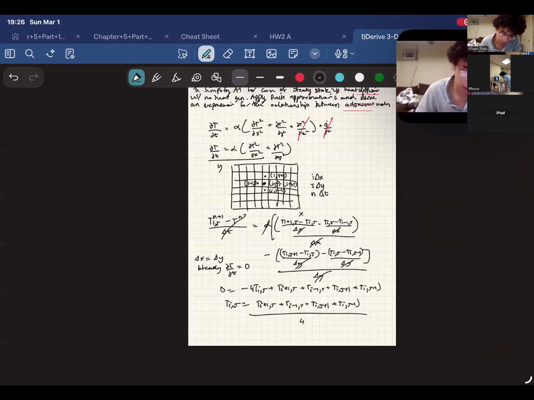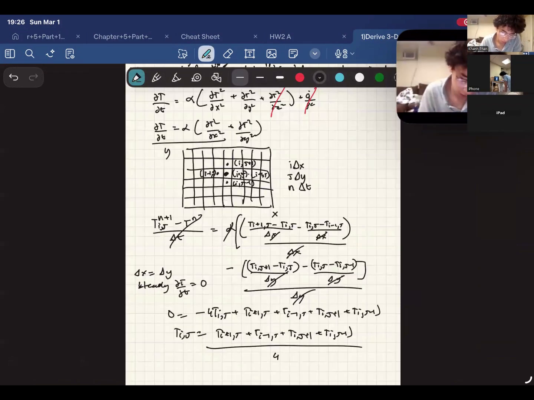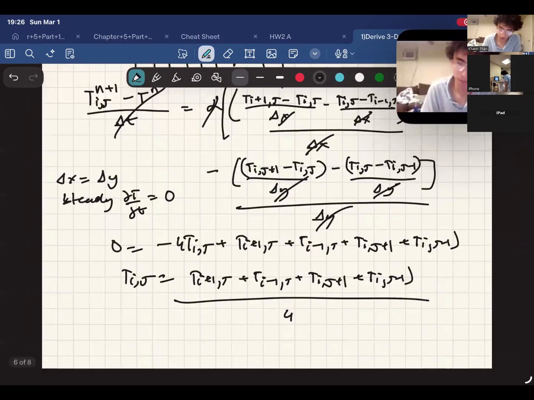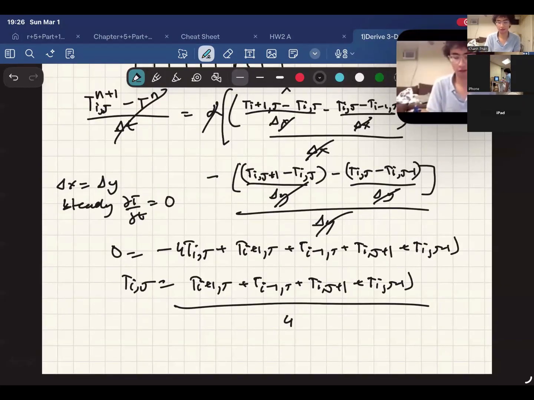And so this is the expression for the temperature at a specific node: the average of the neighboring nodes, so top, bottom, left, and right. And then we can do this in Excel in the next part.